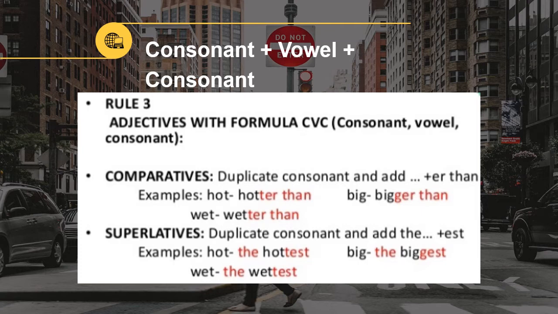What about superlatives? Duplicate the consonant and add est. We are using the same rule. Hot, the hottest. You can see the double T. Big, the biggest, double G, because we are following the sequence consonant, vowel, consonant. And wet, the wettest.